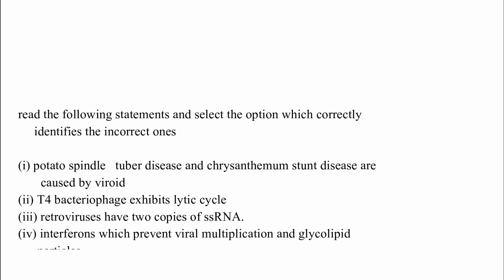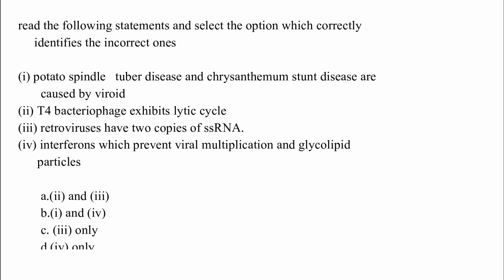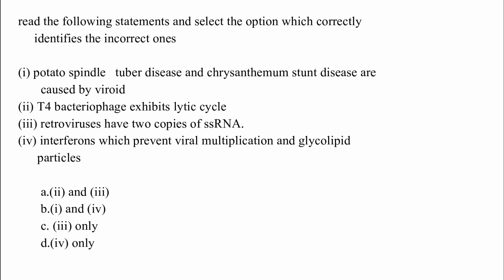Read the following statements and choose the option which correctly identifies the incorrect one. I. Potato spindle tuber disease and chrysanthemum stunt disease are caused by viroid. II. T-even bacteriophage exhibit lytic cycle. III. Retrovirus have two copies of single stranded RNA. IV. Interferons which prevent viral multiplication are glycolipid particles. The correct answer is option D, which is IV only. The interferons which prevent viral multiplication are glycolipid particles: this one is an incorrect statement.